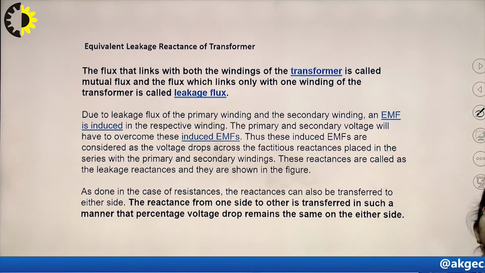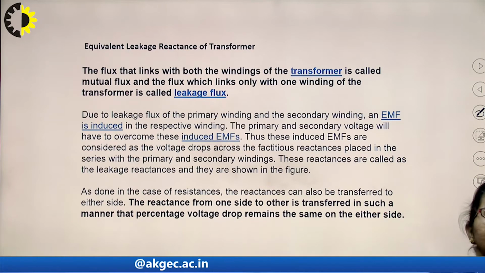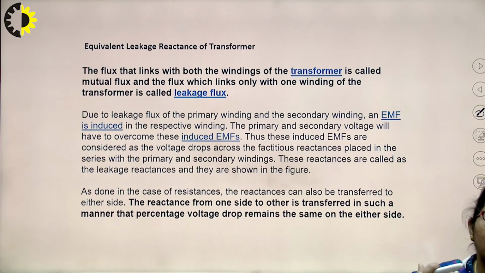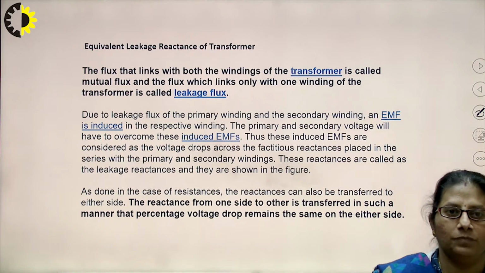Thus, these induced EMFs are considered as the voltage drops across the fictitious reactance placed in series with the primary and the secondary winding. These reactances are called leakage reactance. As we have done in case of resistances, the reactances can also be transferred to either side, either referred towards the primary or referred towards the secondary, right.